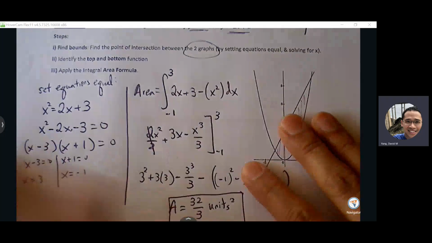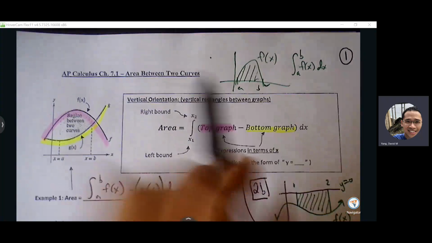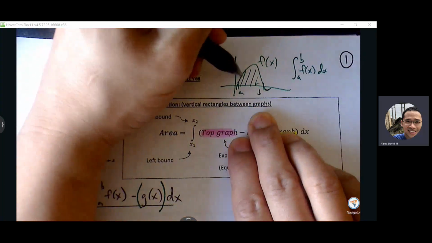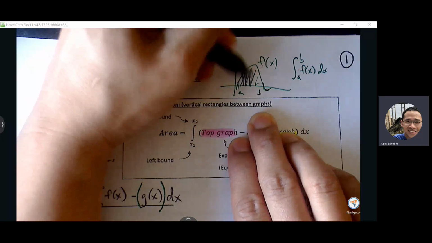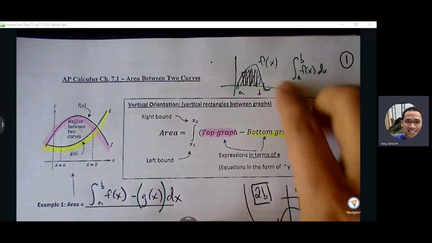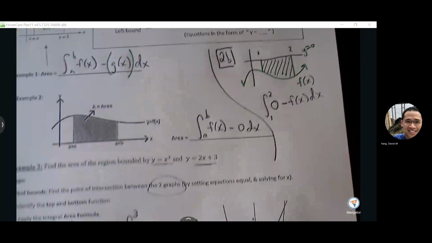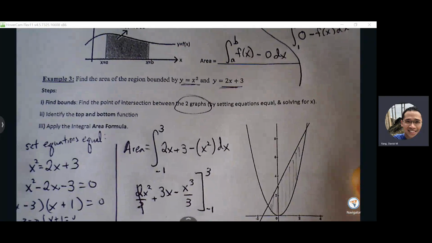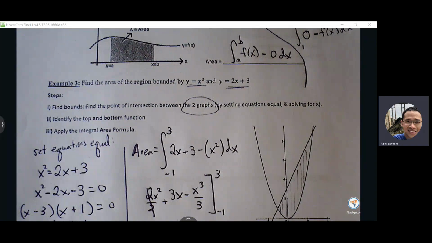So this I call the vertical orientation. You can imagine you're building vertical rectangles between the graphs, and you're adding these infinitely thin rectangles from one end to the other. I feel like students find this pretty familiar because we've been doing everything from this perspective.